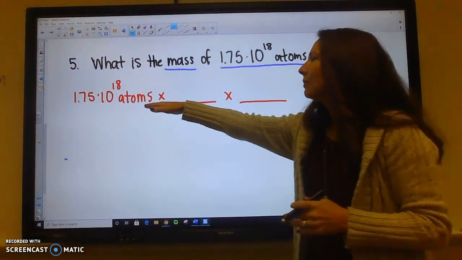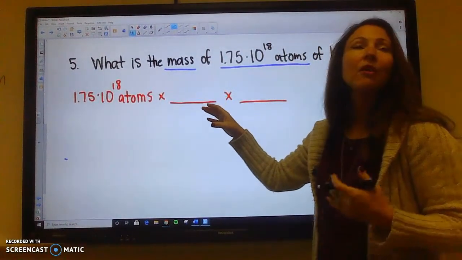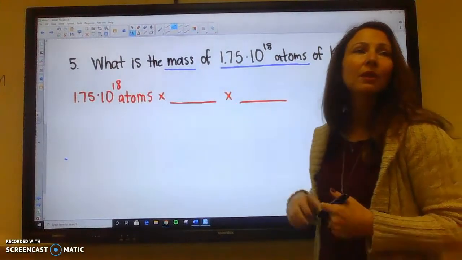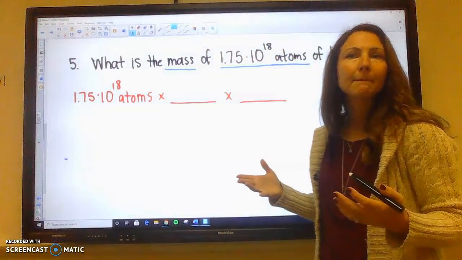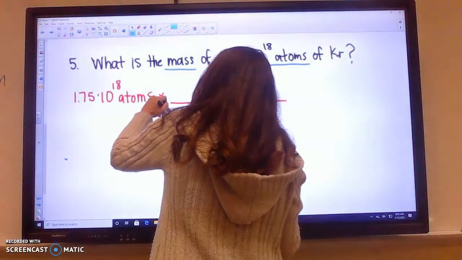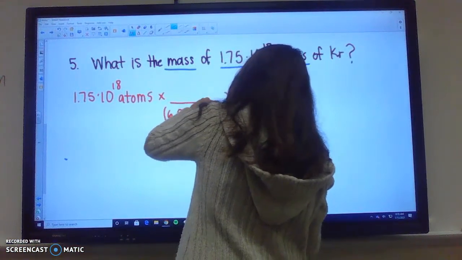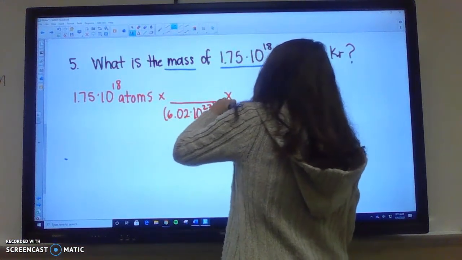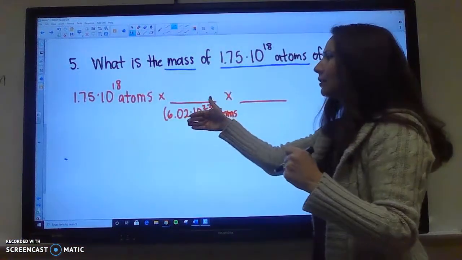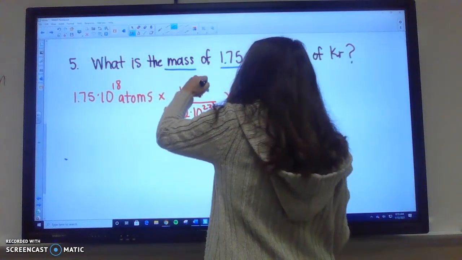So I know I'm starting with atoms. I'm going to need Avogadro's number. Will Avogadro's number of atoms be in the numerator or the denominator? Denominator, because you want atoms to cancel with itself. So we need parentheses around it, just 6.02 times 10 to the 23rd atoms. And that means the numerator of this conversion is going to be 1 mole. Remember, 1 mole is in every conversion.